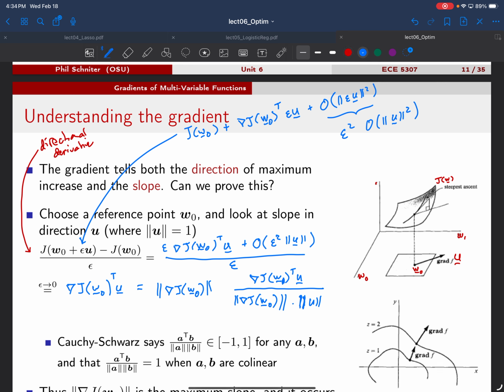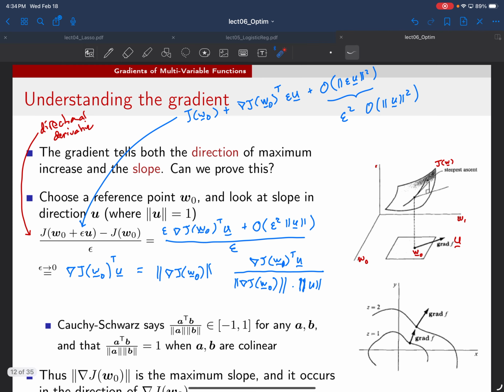Okay, so Cauchy-Schwarz also tells us that the way to make this thing equal to 1 is when A and B are collinear. They're pointing in the same direction. They might have different lengths, but they're pointing in the same direction. So that says over here, if I want to maximize my directional derivative, I must point u in the direction of the gradient.